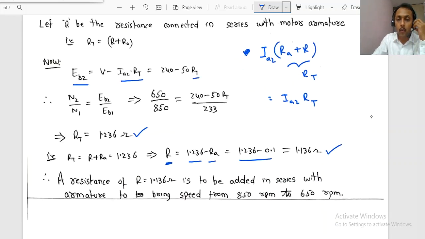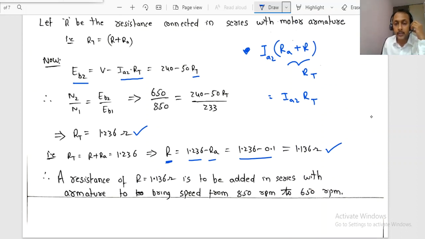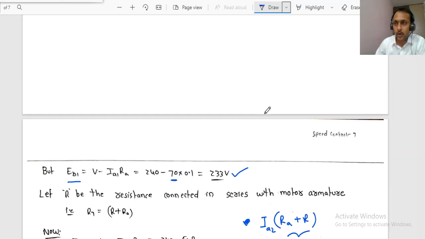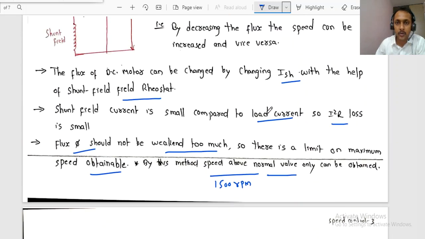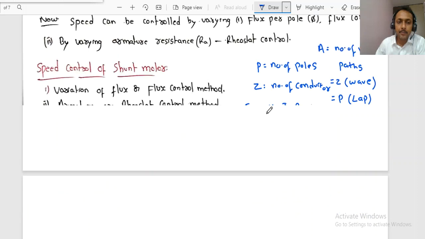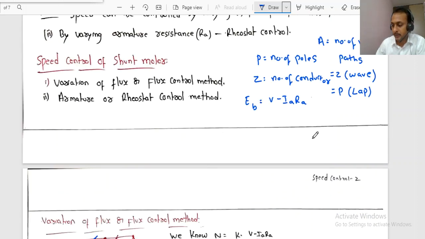Now by doing so, what happened? The speed which was already at 850 rpm came down to 650 rpm. The speed has been reduced by adding some additional resistance in series with the armature. Clear? So this is how we can control the speed. So this is about the speed control of DC machines. We have discussed two methods: the flux control method and the armature or rheostat control method.